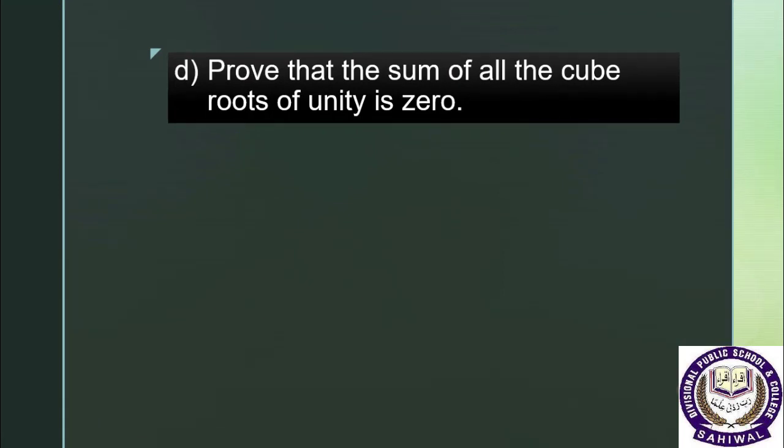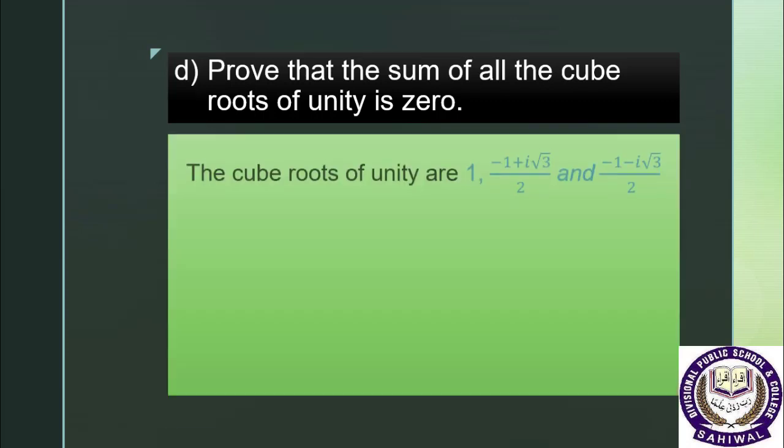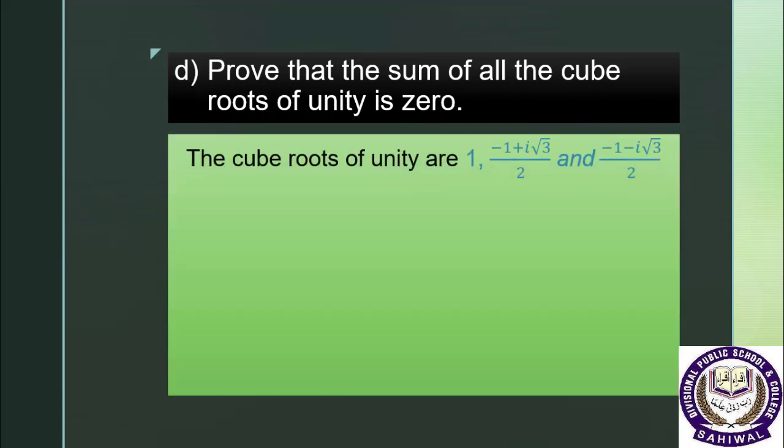The next is, we have to prove that the sum of all the cube roots of unity is 0. We know that the cube roots of unity are 1, (minus 1 plus iota root 3) over 2 and (minus 1 minus iota root 3) over 2. If we call omega equal to (minus 1 plus iota root 3) over 2, then omega square is equal to (minus 1 minus iota root 3) over 2.